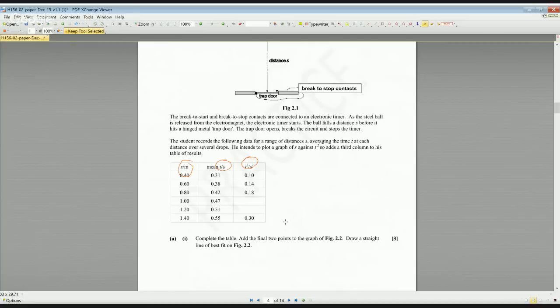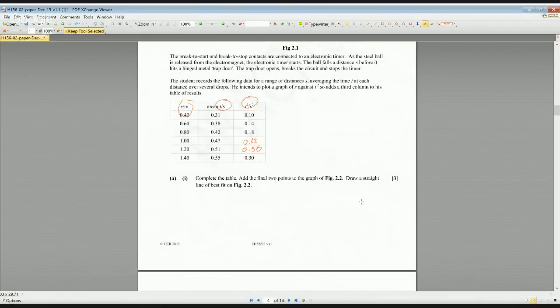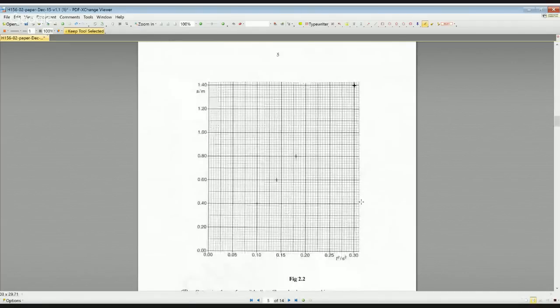Other than that, this should be a very straightforward question. You're just filling in these 2 remaining points here. So 0.47 squared is 0.22, and 0.51 squared is 0.56. You then need to plot those points on the graph and draw a line of best fit.